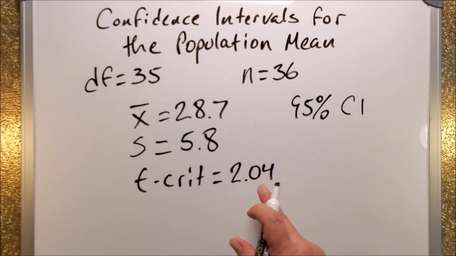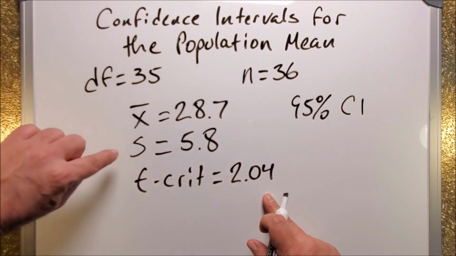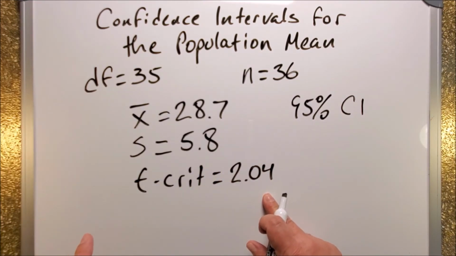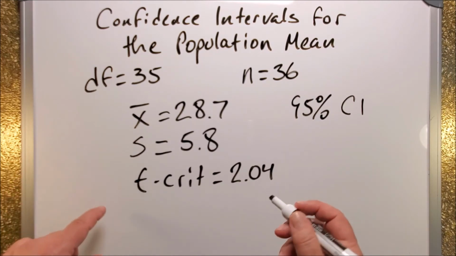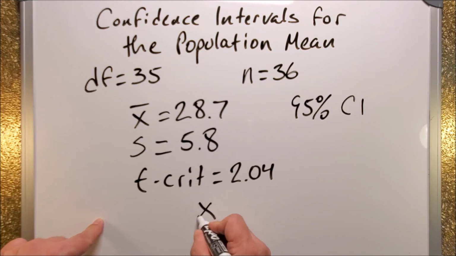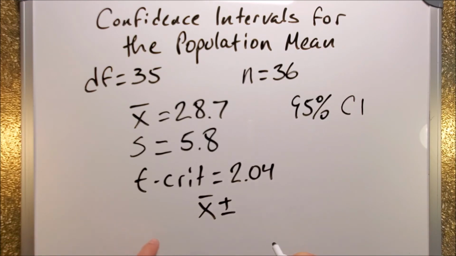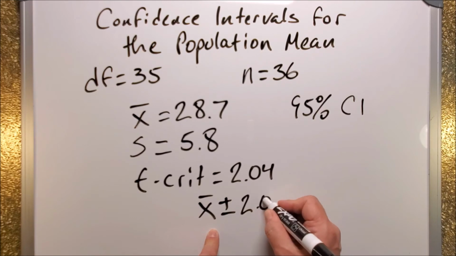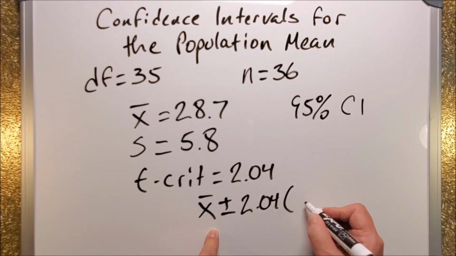And I'm going to be utilizing that, as I did with the z-value, to multiply the standard error. Now I have to calculate the standard error using s instead of sigma. So let's go ahead and do that. And after I do that, I'm going to add and subtract it to and from my sample mean.